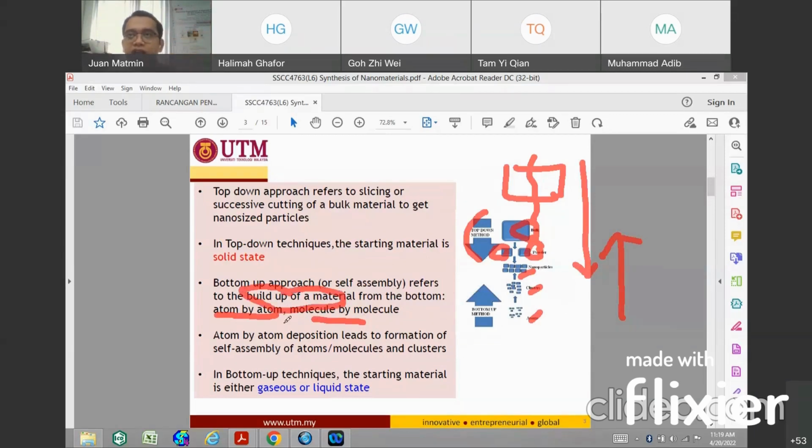Macam mana awak daripada dulu sekecil-kecilnya sampailah menjadi sebesar-besar. Sekarang dah besar, dah tak boleh nak kecil lagi. So that is how we look at the bottom up approach.